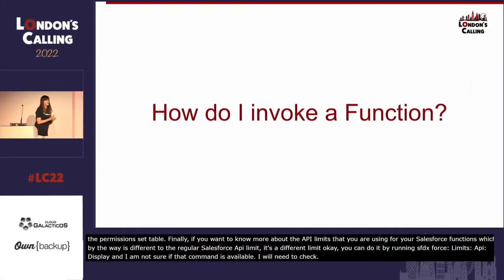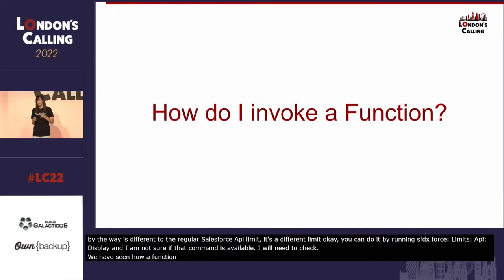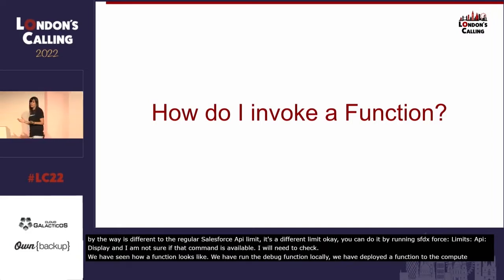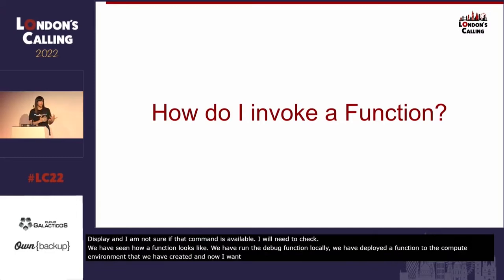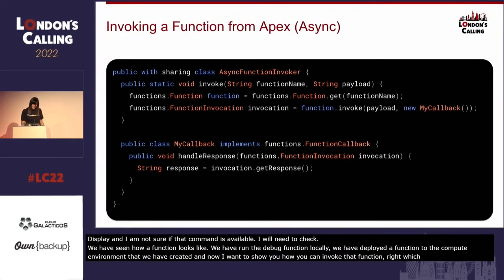So we've seen what a function looks like. We have run and debugged a function locally. We have deployed a function to the compute environment that we have created. And now I want to show you how you can invoke that function, which is the final purpose of all this.